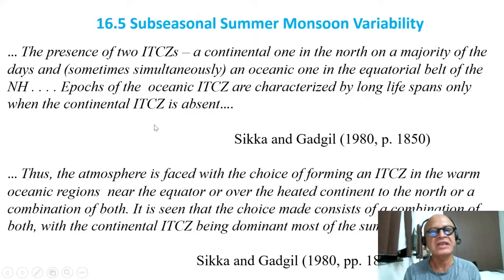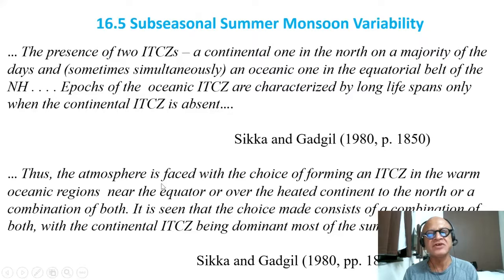To quote Sikka and Gadgil, the presence of two ITCZs, we already mentioned this several times, a continental one in the north on a majority of the days, and sometimes simultaneously an oceanic one in the equatorial belt of the northern hemisphere. Epochs of oceanic ITCZ are characterized by very long lifespans only when continental ITCZ is absent. We'll see the figure in a minute.